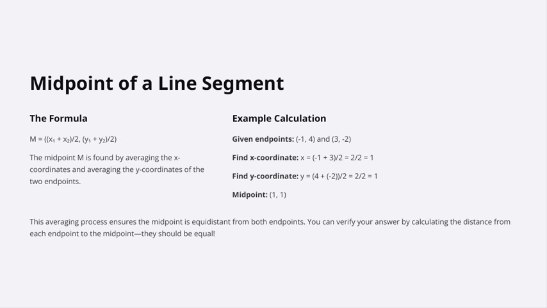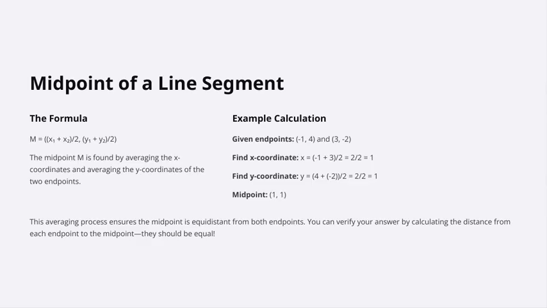Now let's go through an example to make this clearer. Suppose our endpoints are at -1, 4, and 3, -2. To find the x-coordinate of the midpoint, we add the x values, -1 plus 3, which gives us 2. Then we divide that by 2, resulting in 1. For the y-coordinate, we add 4 and -2, which gives us 2, and dividing by 2 again, we get 1. So the midpoint between these 2 points is at 1, 1.